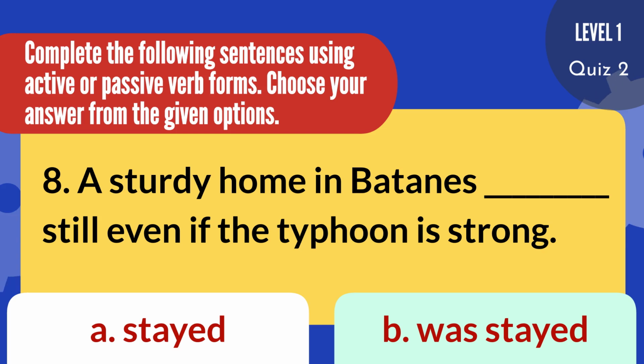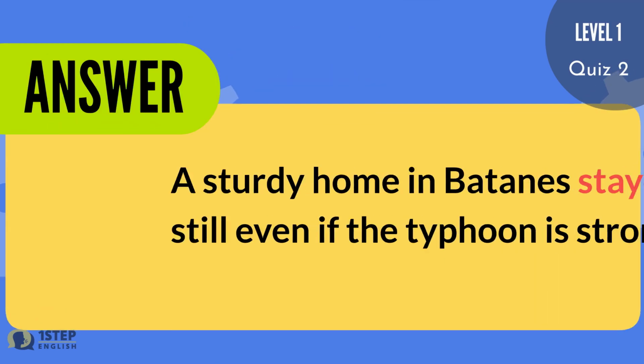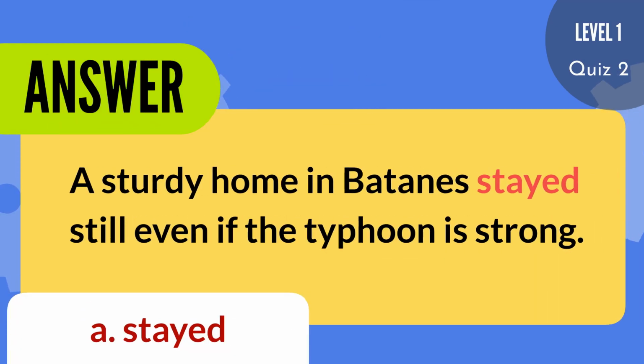Number 8. A sturdy home in Batanes blank still even if the typhoon is strong. A. Stayed. B. Was stayed. The correct answer is letter A, stayed. A sturdy home in Batanes stayed still even if the typhoon is strong.